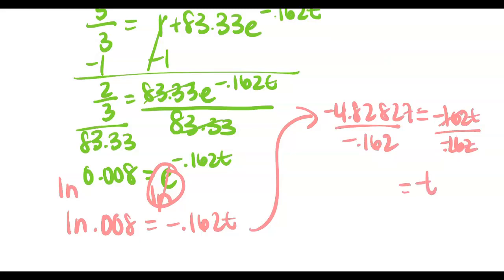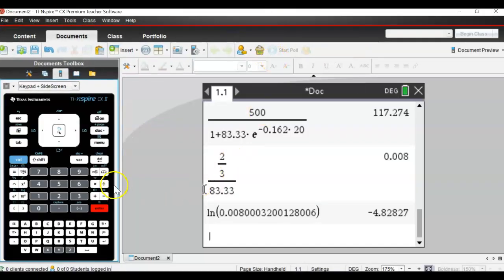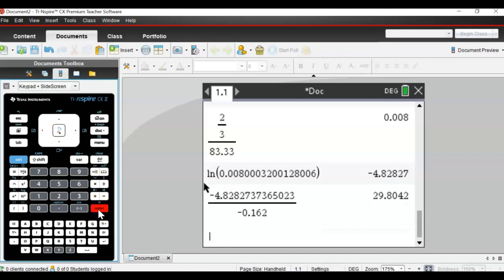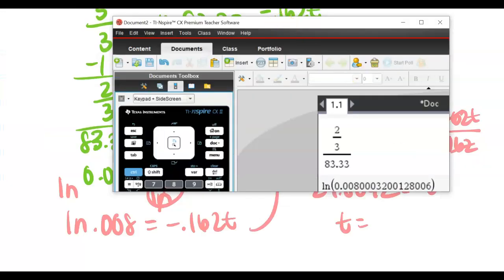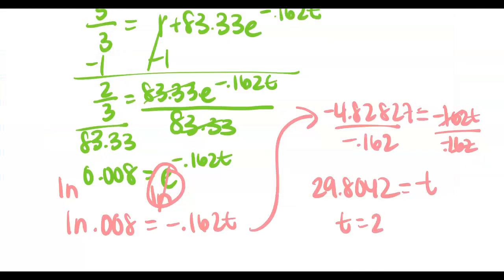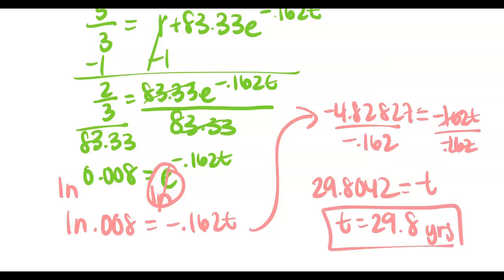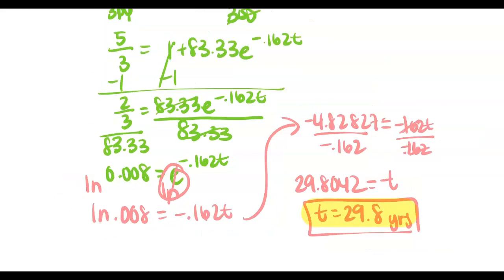So t is going to equal. It said at the top to round this to the tenths place. So I'm going to divide that and round it to the tenths place. So we're going to take this answer, hit enter, and divide it by negative 0.162. Once you recopy that answer, go ahead and round it to the nearest tenths place. So 29.8. That's my years. Let me actually write that out. Years. That's how many years it'll take for it to get to 300 bald eagles. That's your answer, guys, and that's your work.